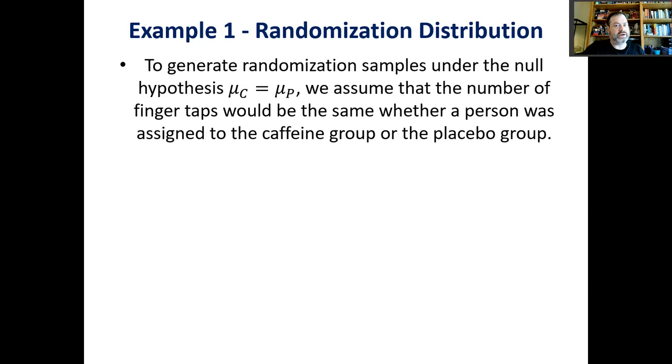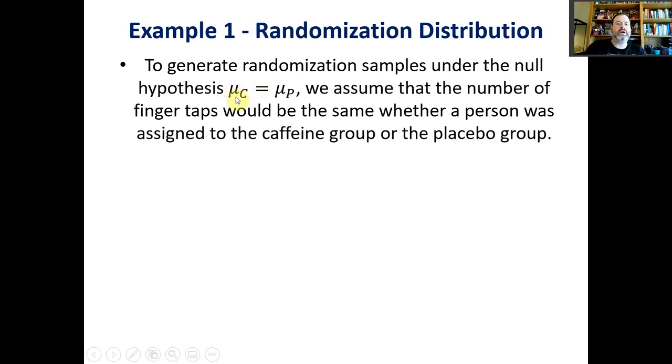So theoretically, this is how we do it. To generate randomization samples under the null hypothesis, mu C equals mu P, we assume that the number of finger taps would be the same whether the person was assigned to the caffeine group or the placebo group. So let's talk about why we do it this way.